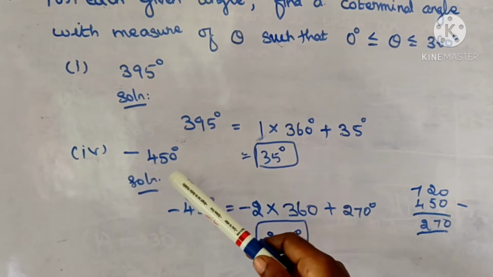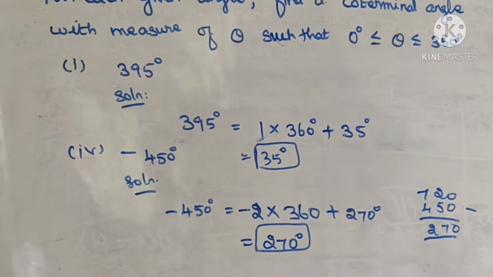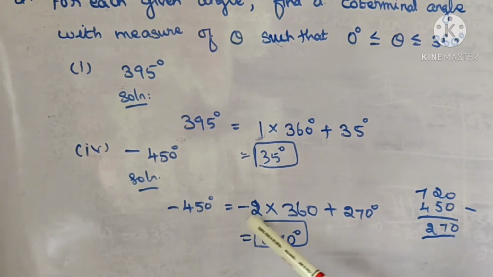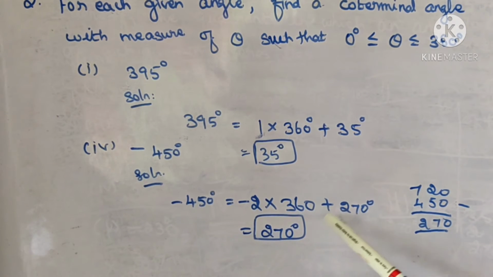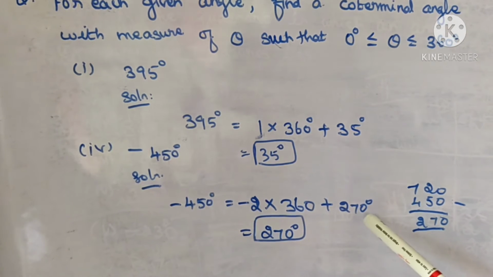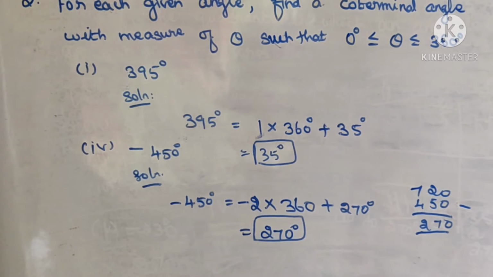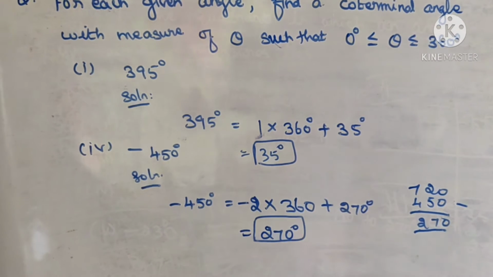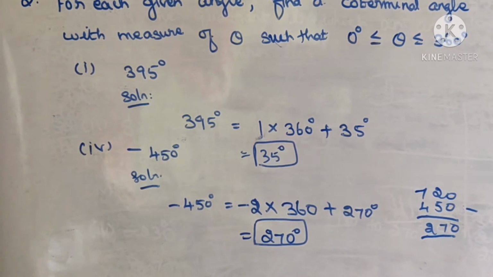Then the fourth part, minus 450 degree. Minus 450 degree also completed one rotation. So the second rotation is minus 2 into 360 degree plus 270 degree. Then only we get minus 450 degree. So this 270 degree is the coterminal angle of minus 450 degree.